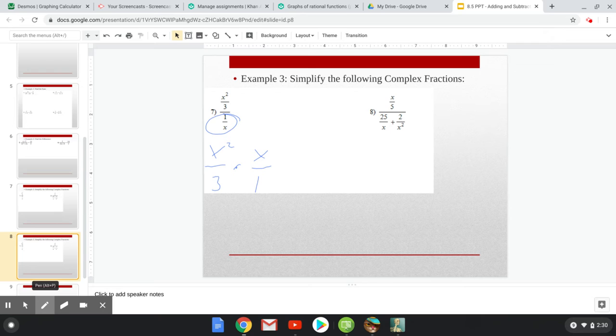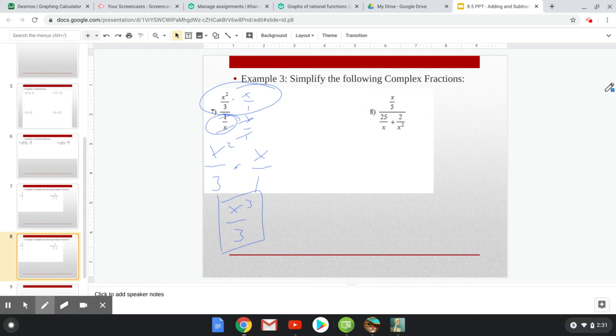So essentially what that is doing is I have x over 1 and I have x over 1. So this x over 1 is going to cancel, and then all I have to deal with is this one. So that's why this whole flip and multiply thing works. Okay, so then we just multiply across. So we have x cubed over 3. So that's kind of the simple version of when you have a complex fraction.